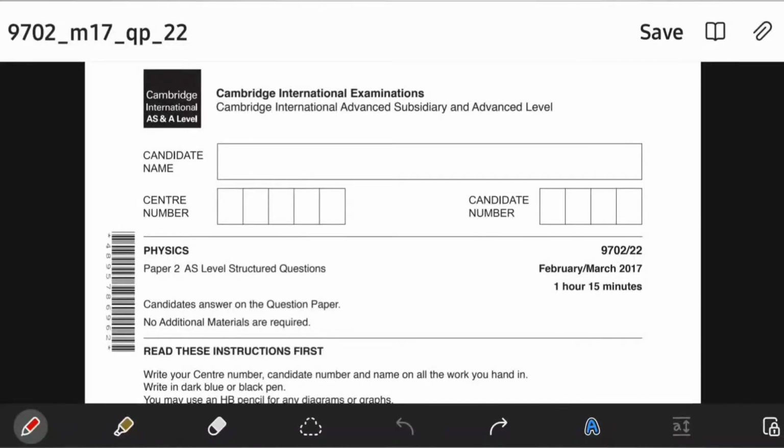Hi, today we'll be solving Physics 9702, Paper 2, Variant 2, February March 2017.